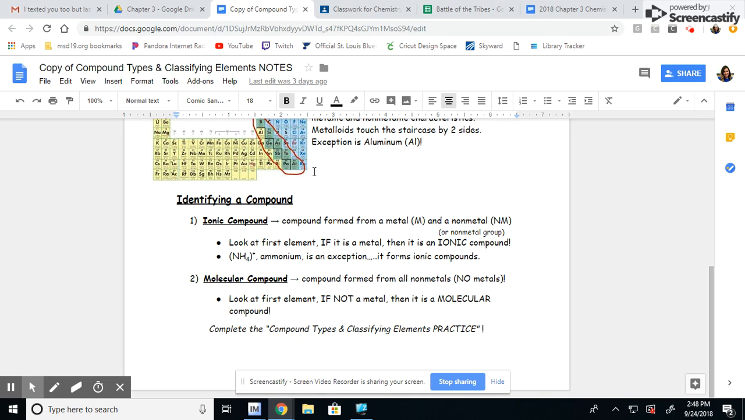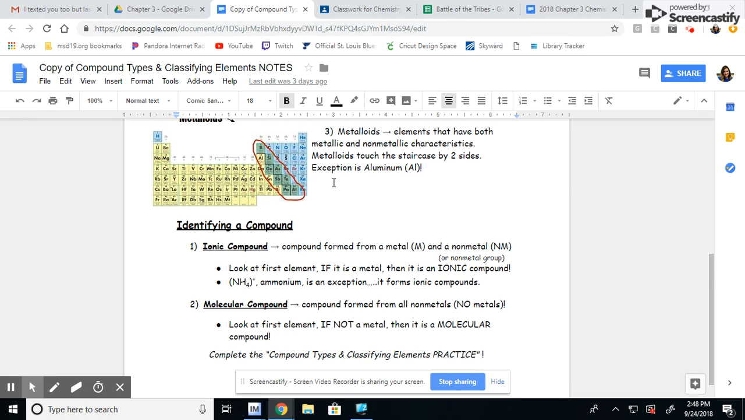So a compound we know is when we have 2 or more types of elements that are chemically bonded together. So depending on if those elements are non-metals or a mixture of metals and nonmetals will determine whether or not it is an ionic compound or a molecular compound. Ionic compounds are formed when you have a metal and a nonmetal. So sodium chloride would be an ionic compound because sodium is a metal, chloride is a nonmetal, making it ionic. Molecular compounds are those that are made by simply nonmetals. So 2 nonmetal elements together. H2O is a molecular compound. Hydrogen is a nonmetal, oxygen is a nonmetal, making it molecular.